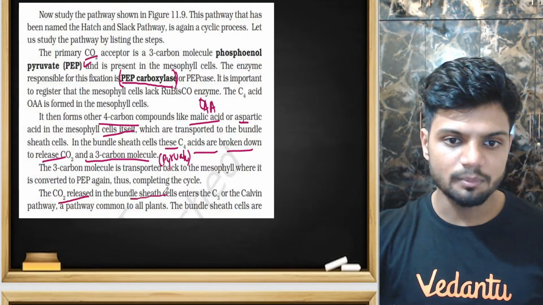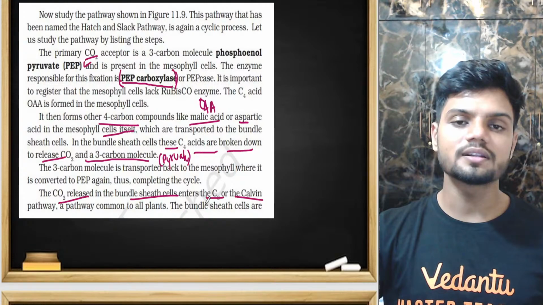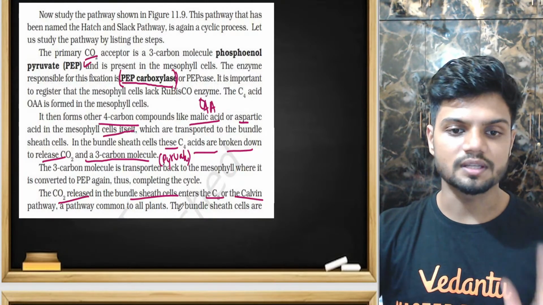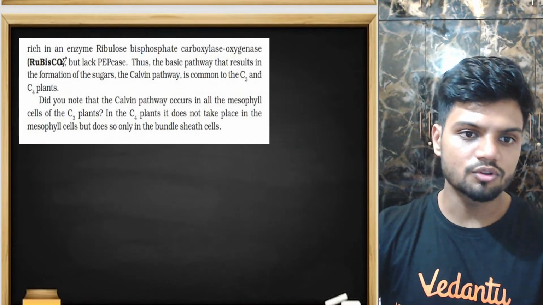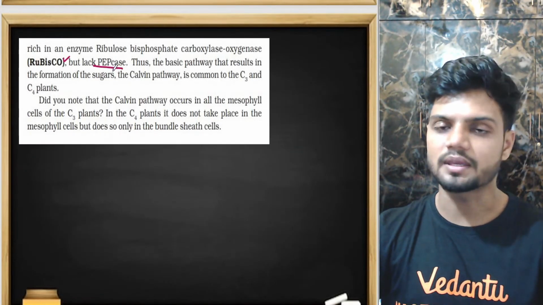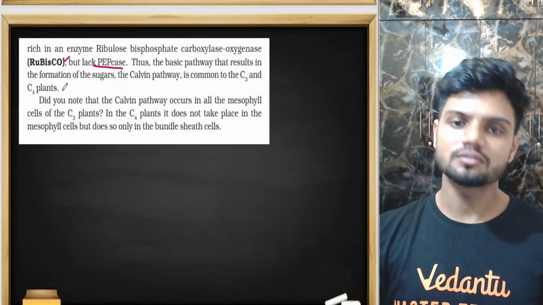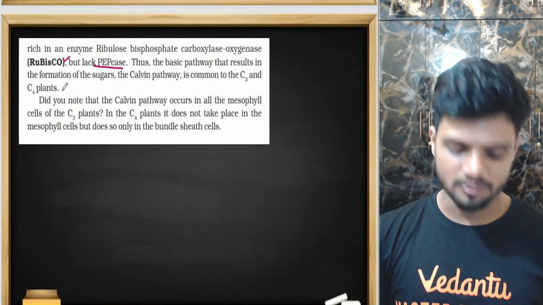The CO2 released in the bundle sheath enters the C3 cycle, where the C3 cycle is happening in the bundle sheath cell. The bundle sheath cells are rich in Rubisco enzyme but lack PEP carboxylase. Okay, that is your C4 cycle. That is your C4 cycle, students.